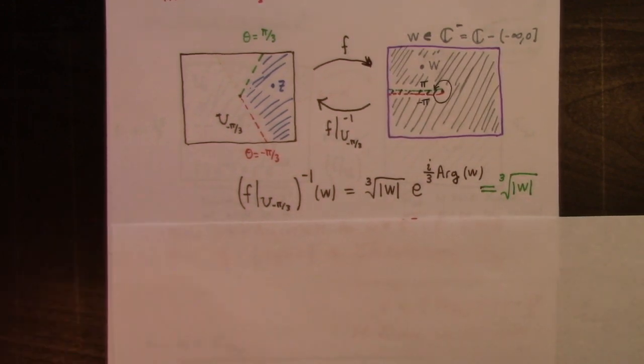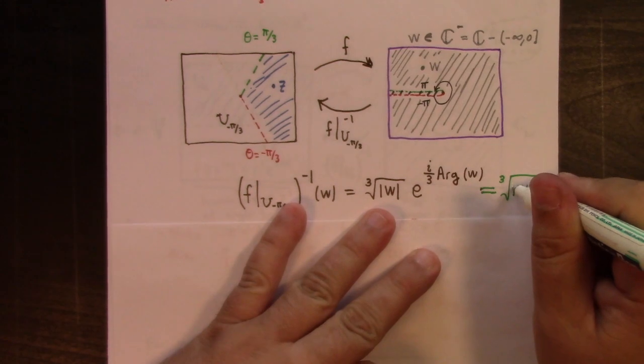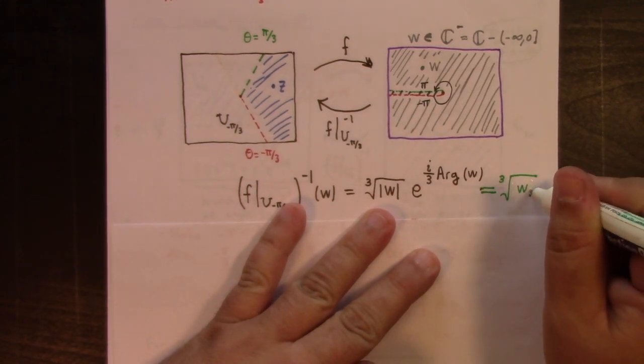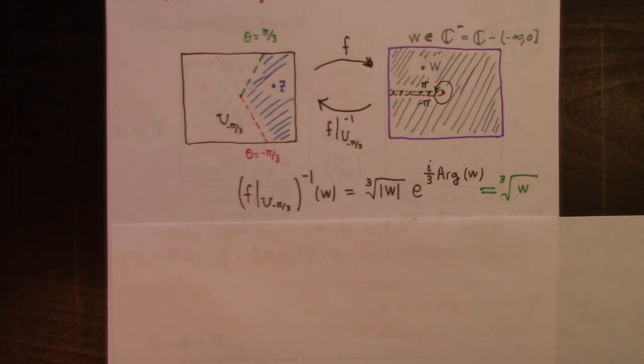It's just the principal third root, right? So there's no pesky modulus signs in here. It's just w in there, my friends. There we go. So that is yet another way we could find a local inverse for the cube.